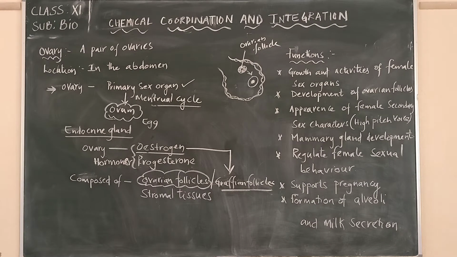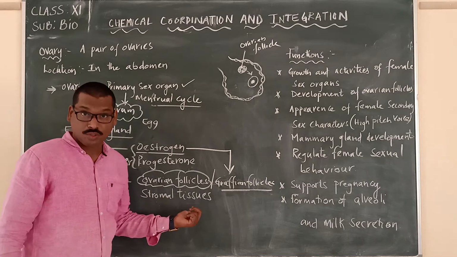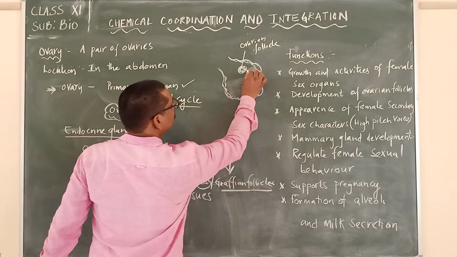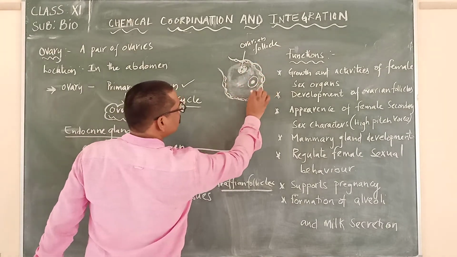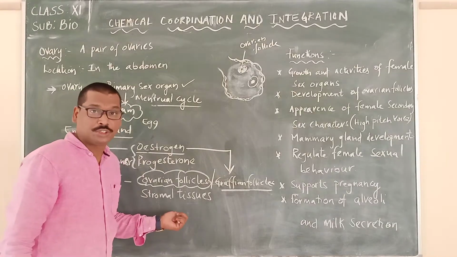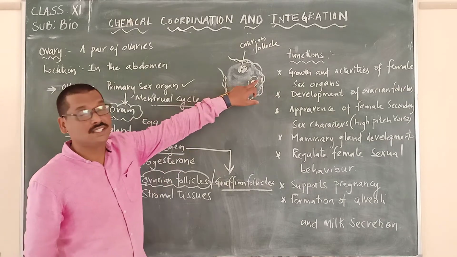Now, if you are seeing that the ovary is composed of stromal tissue. Stromal tissue means this is completely what now? The stromal tissue, we say. Okay, stromal tissue is present. Now inside this stromal tissue only, what is there? We said the ovarian follicle is there.